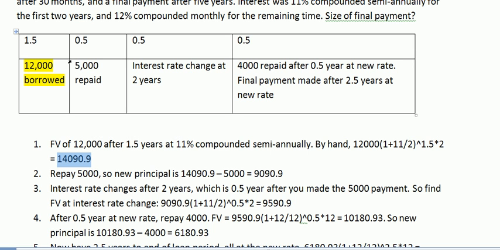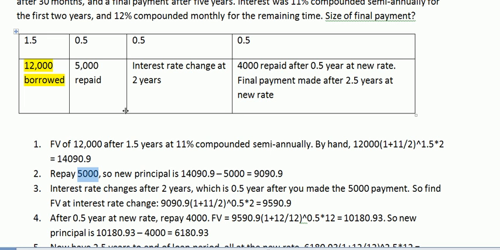Now, that is the future value here after 1.5 years, but you repay $5,000 at that time. So the new principal going forward is 14090.9 less the $5,000 payment. So the new principal is 9090.9. We're now at a point of 18 months, or 1.5 years, since you borrowed the money.